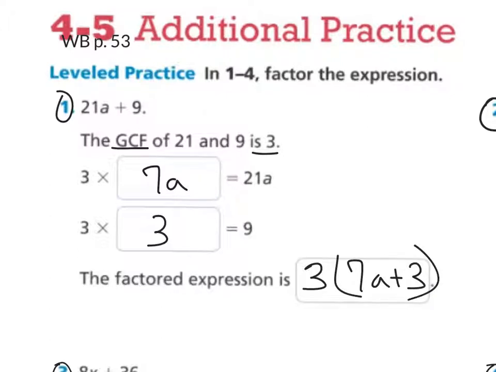Again, like we talked about before, if you want to think about after factoring out the 3, think about 3 times what to get 21a would be 7a, 3 times what to get 9, and that would be 3. So this would be our factored expression for number 1.